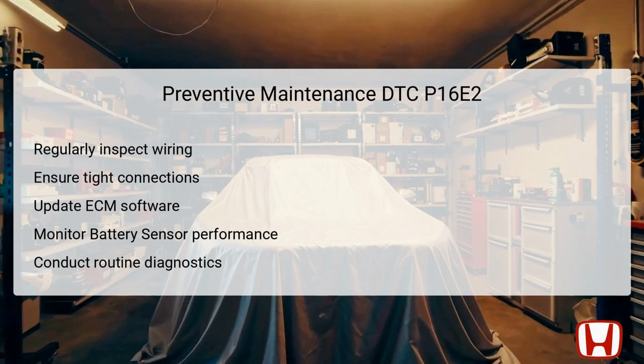Preventive maintenance is crucial to minimizing the recurrence of DTC P16E2 and ensuring optimal vehicle performance. Establish a routine where the wiring associated with the LIN circuit is regularly inspected for any signs of wear, corrosion, or damage that could lead to communication failures. Furthermore, ensure that all connections are secure and free of dirt or debris, as loose connections can trigger erroneous error codes. Regular updates to the ECM software should be scheduled, as manufacturers often release updates to improve performance and reliability.